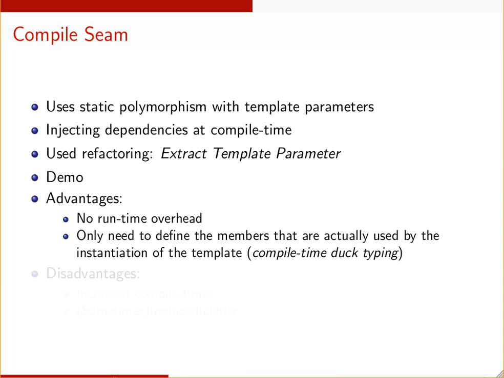Compile seams also have a few disadvantages. We have increased compile times, and we often reduce clarity. This is because of the still missing concepts, even with C++11, so the implicit interface is often hard to grasp.